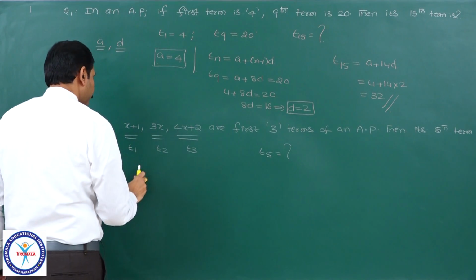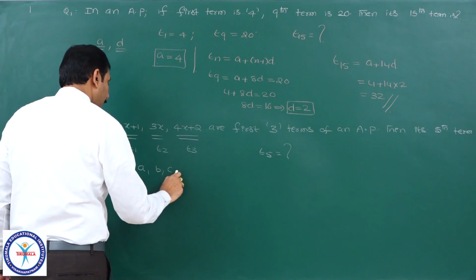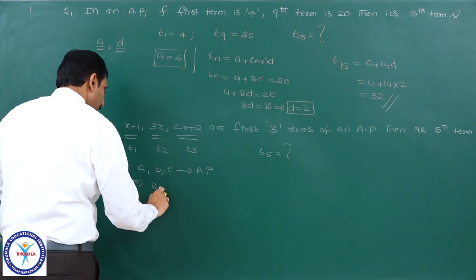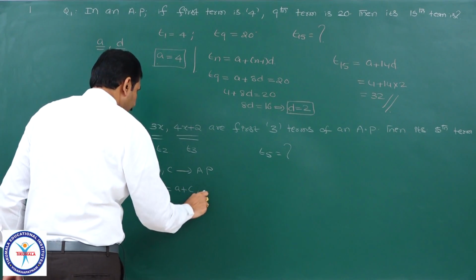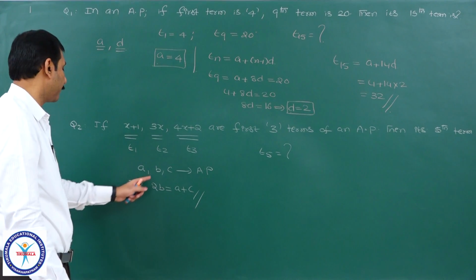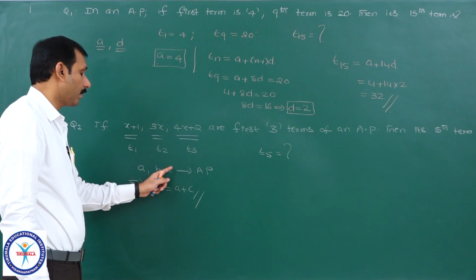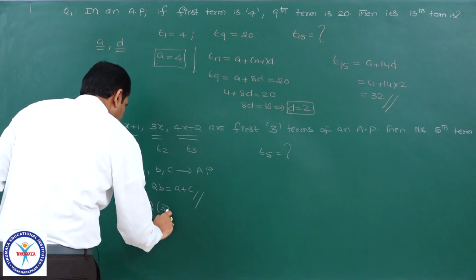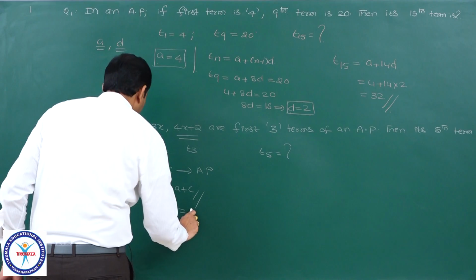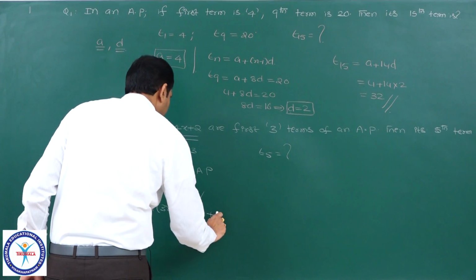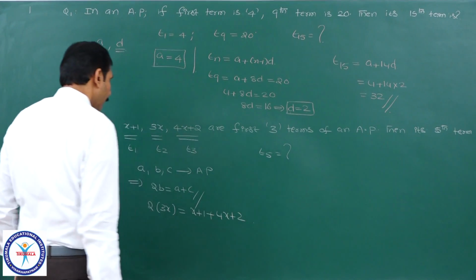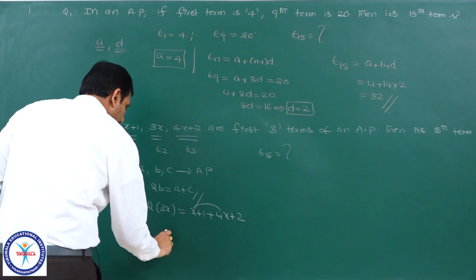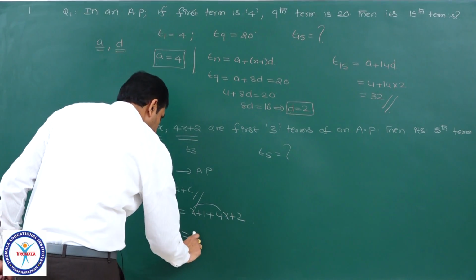Whenever three terms A, B, C are in AP, we discussed this concept in the previous class, that is 2B equals A plus C. Second term minus first term equals third term minus second term. So 2 times 3x is equal to A, which is x plus 1, plus C, which is 4x plus 2. Therefore 6x equals 5x plus 3, bring this side, x is equal to 3.